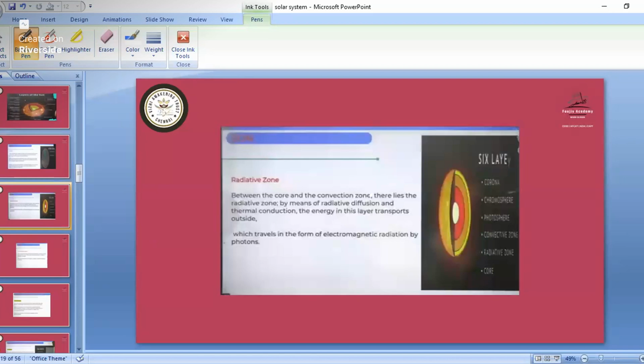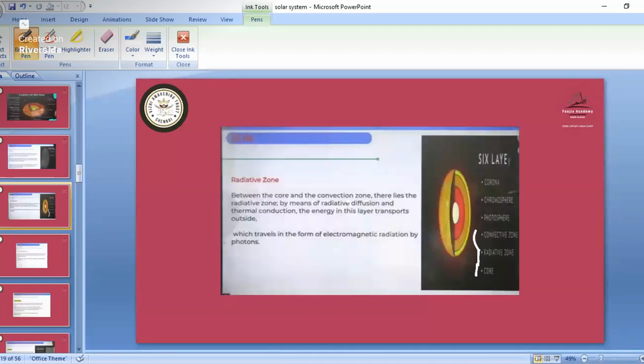Okay, now the second layer. The core is the inner layer, then the second layer is the radiative zone, which is also an inner layer. Totally we have 6 layers, divided into inner layers and outer layers. In the inner layers we have the core, the radiative zone, and the convection zone. Now we will study the radiative zone.